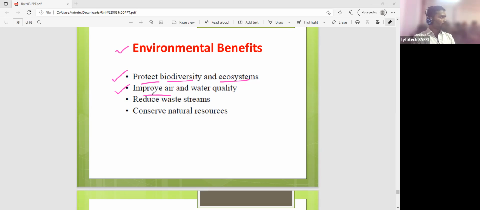Then it improves air quality. As you are discharging less waste and utilizing natural energy, you are improving the air quality, and water quality will also increase, and it reduces waste in the stream. Whatever waste is generated from a conventional building, compared with a green building, the waste is reduced. Then it conserves natural resources. These green buildings utilize the maximum amount of natural resources. These are all the environmental impacts.